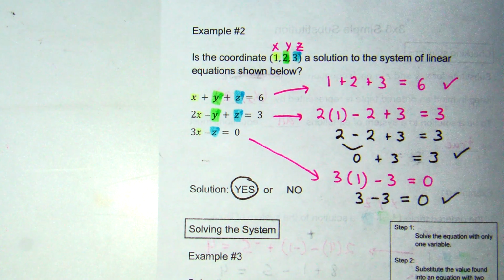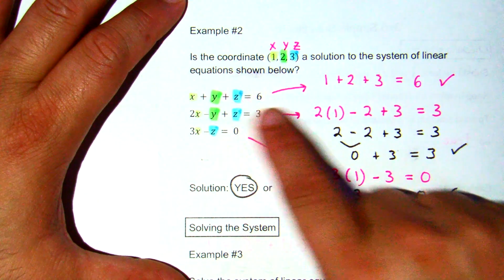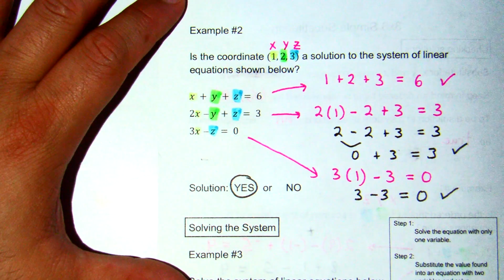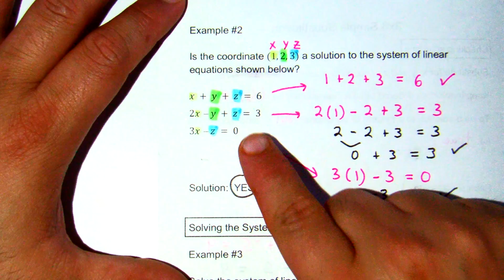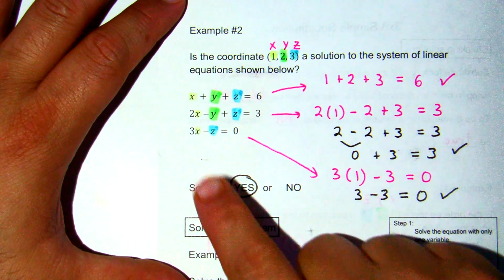So here's example number 2 worked out. 1, 2, 3 are x, y, and z values respectively. And as we substitute, I color-coded so you can see our substitution. 1 plus 2 plus 3 is in fact 6. No work done there. For our second equation, 2 times 1 is 2, subtract 2 is 0, plus 3 is 3. We have a second true statement.